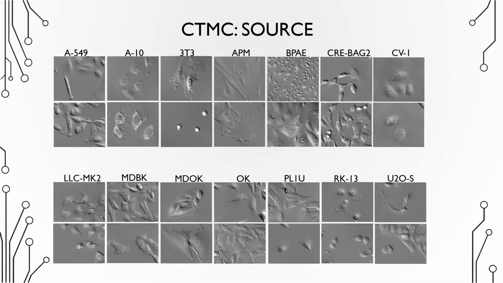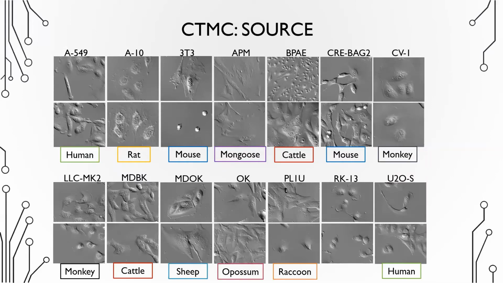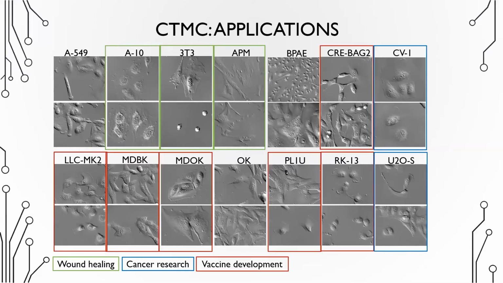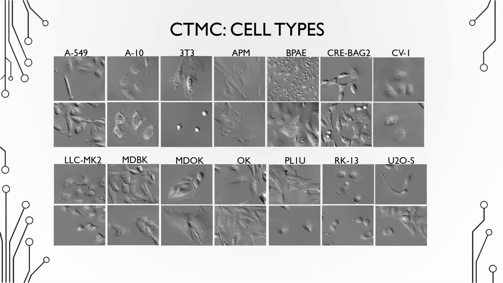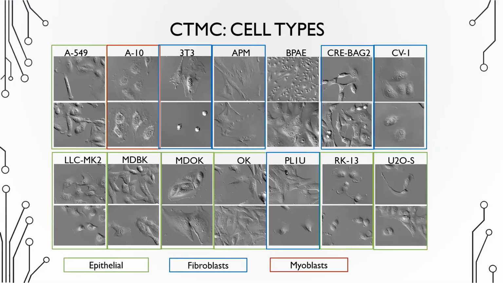The cell lines have been collected from various animals such as humans, mouse, cattle, rat, mongoose, monkey, sheep, etc. And in terms of applications, it covers a variety of them, including wound healing, cancer research, vaccine development, asthma, hypertension, inactivation. The dataset also presents a variety in cell types, including epithelial, fibroblasts, myoblasts, and endothelial.